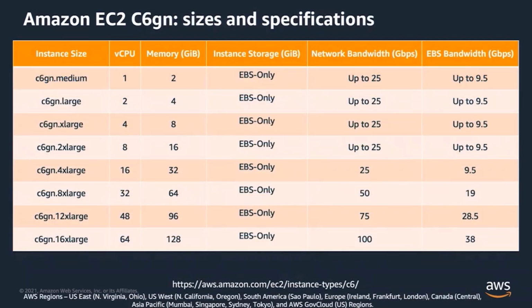Then finally, last but not least, the C6GN, the recently announced high network bandwidth and high EBS bandwidth variant of our compute-optimized C6G instance. This again has the same ratio of CPU to memory, but the important variations here are that all of these C6GN instances offer high memory bandwidth, high network bandwidth and high EBS bandwidth for highly performant storage use cases.